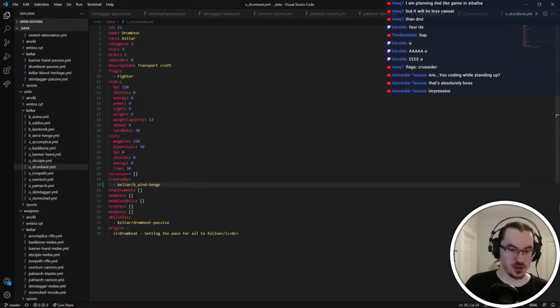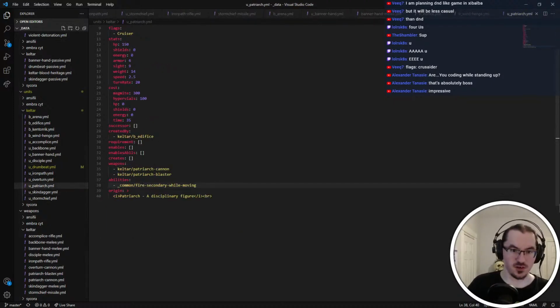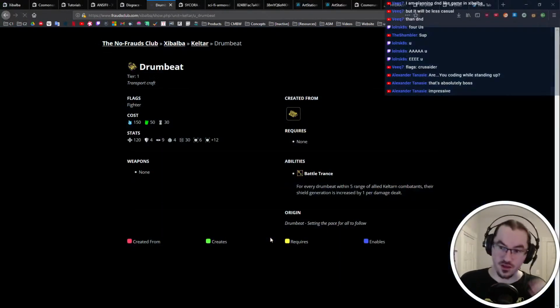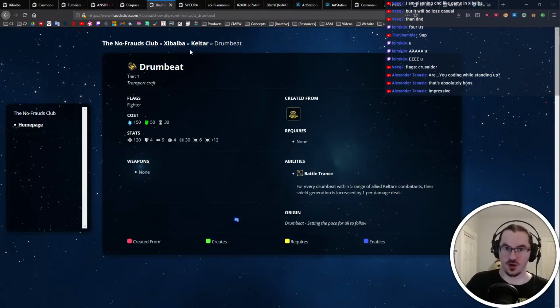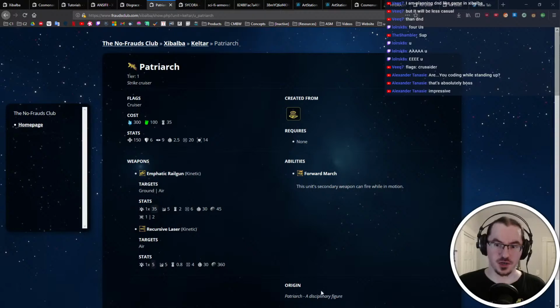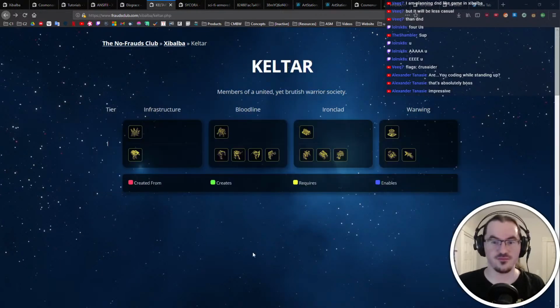Windhenge, my man. And then the Patriarch is also Windhenge. Okay, try that again. So this is a transport, and it also gives them more shield generation when they are within range of it. And we get the Patriarch. That's right. The first air unit that the Keltar have access to is a cruiser. They don't know what a fighter is.